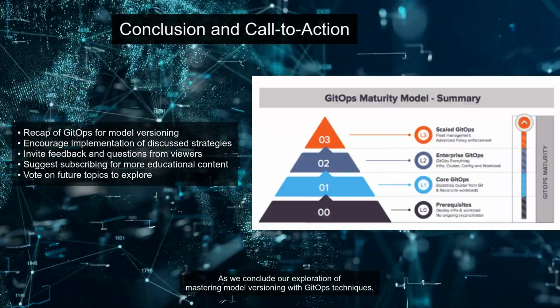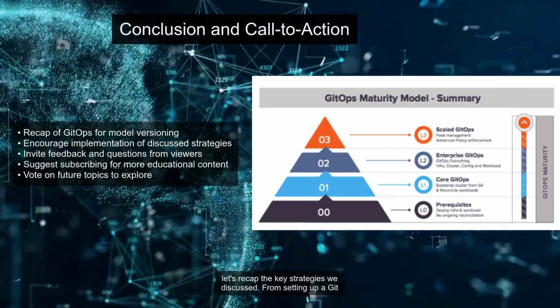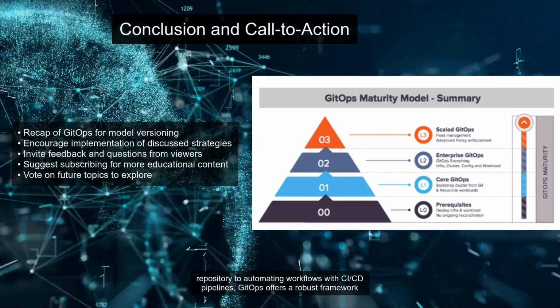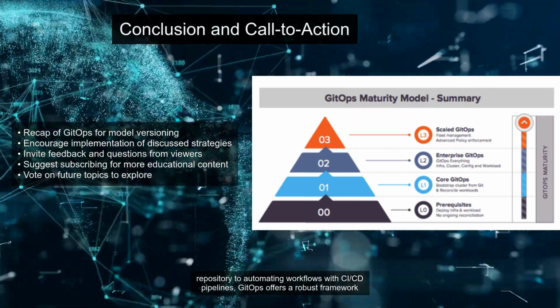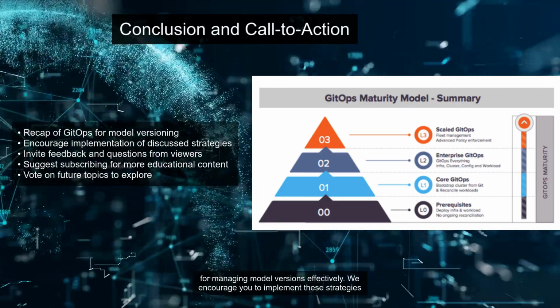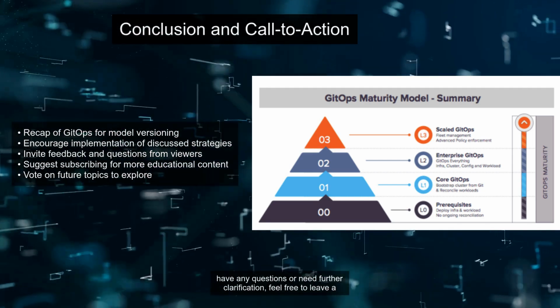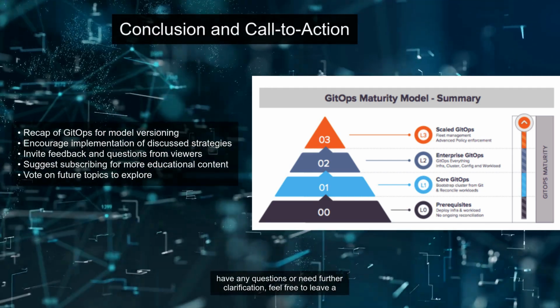As we conclude our exploration of mastering model versioning with GitOps techniques, let's recap the key strategies we discussed. From setting up a Git repository to automating workflows with CI/CD pipelines, GitOps offers a robust framework for managing model versions effectively. We encourage you to implement these strategies in your projects, enhancing collaboration and integrity within your teams.